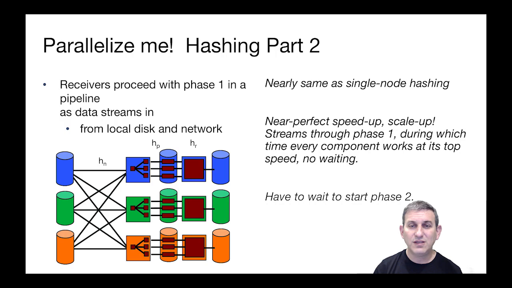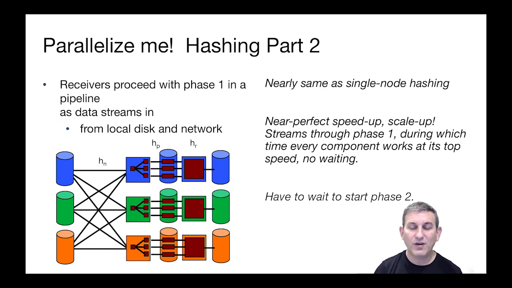But the other thing to note is this is going to give us near perfect speed up and scale up. Think about this. In phase one, we're streaming data. Data streams through the shuffle, streams into the input buffers for partitioning, and streams to the disk on each node. So that whole pipeline through HN and HP is a streaming algorithm, which means that these disks and CPUs are working just as fast as the network can fill up their buffers with data. Right? And if everybody's working at about the same speed, then this will have very good utilization of all the hardware. All the hardware is going to be doing useful work at all times, and we're going to get perfect speed up and scale up.